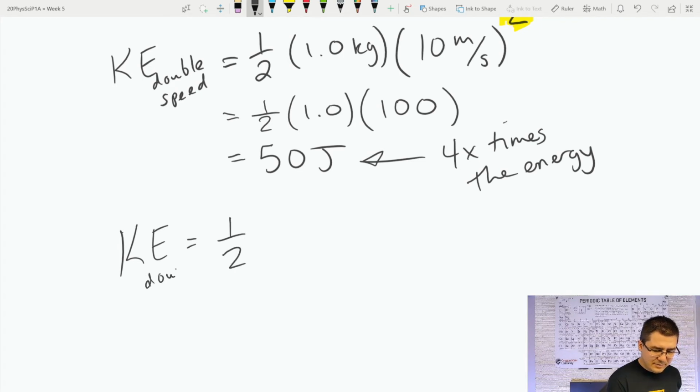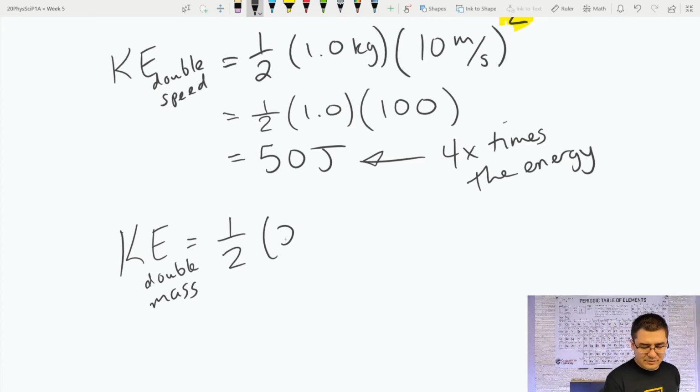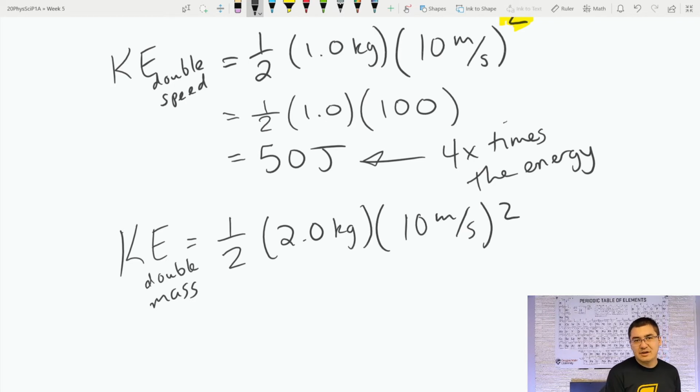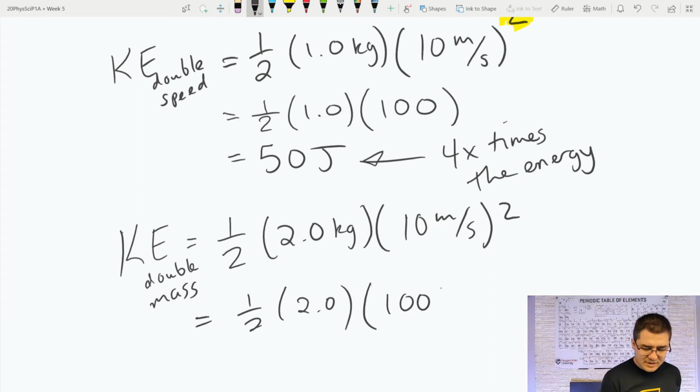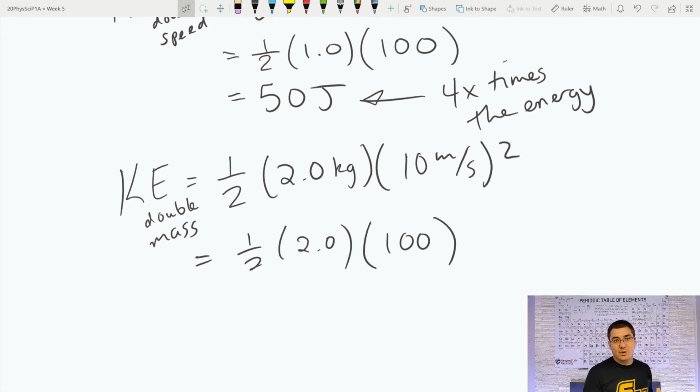And I'll say double mass. So this time, instead of 1.0 kilograms, I'm going to use 2.0 kilograms. But I'm still going to throw this 10 meters per second. So same speed as the last one, but now double the mass. I get a half times 2 times 100, right? And this one comes out to a half times 2 is 1. 1 times 100 is 100.